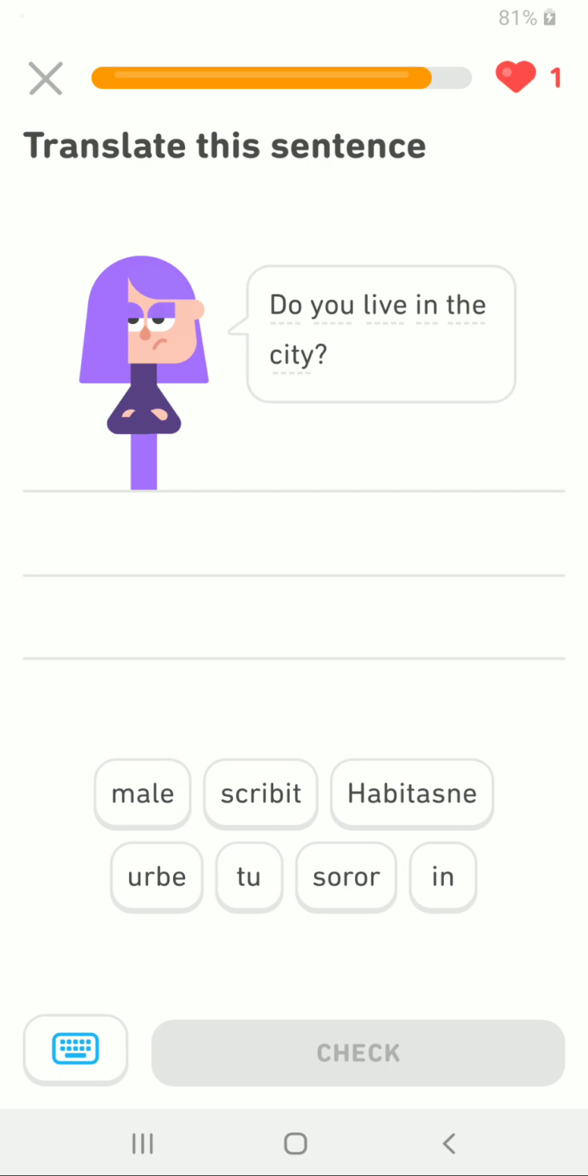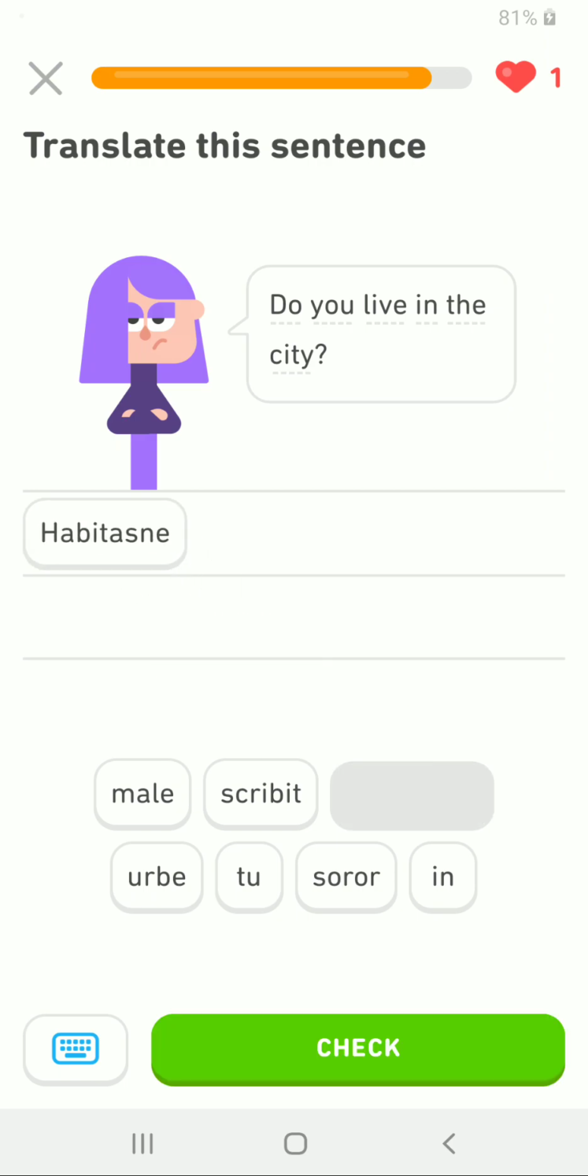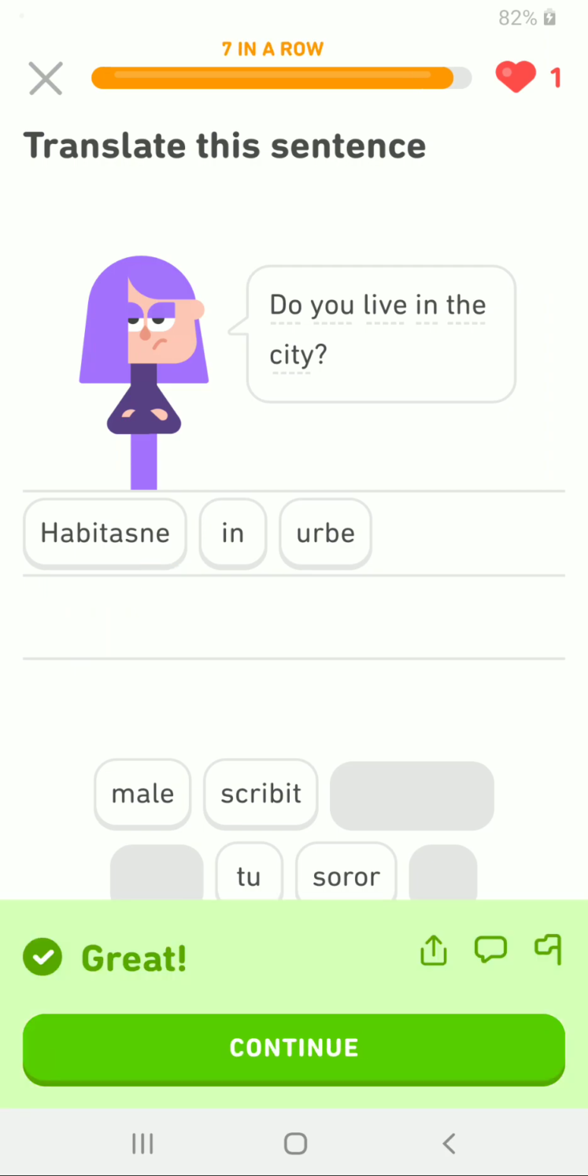Do you live in the city? Habitasne in urbe? Okay, because it's a question, you don't just say habitas in urbe, you say habitasne. So then you know it's a question.